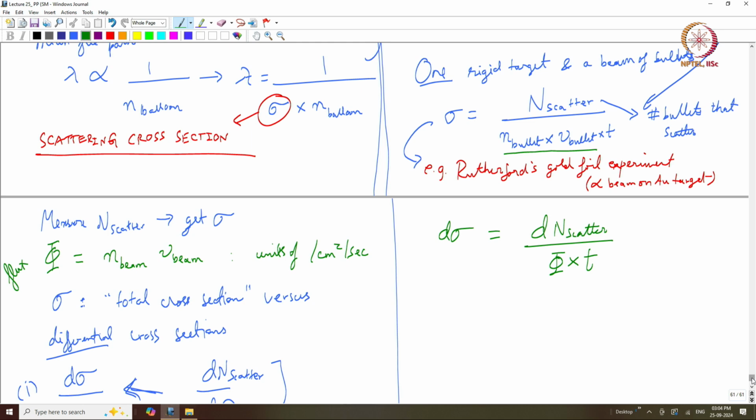And in the next class, we will see how to use this formula to work out the cross sections for single particle scattering on a single particle. Okay, not a beam anymore. How do you deal with 2 to 2 scattering? So we'll derive the cross section for that in the next class.